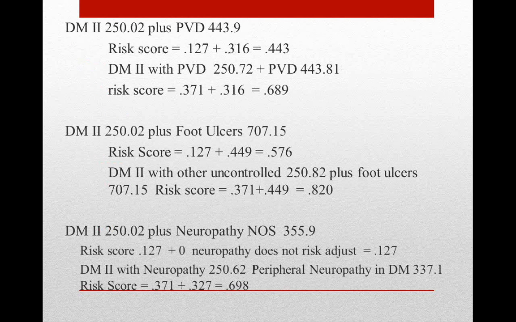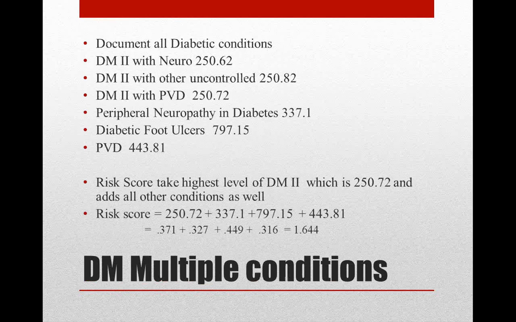Some other examples with peripheral vascular disease, again, by using the more specific diabetes code, you see a general increase of about a 0.2 or 0.3 on that risk score. Again, that's $1,500, $2,000, depending on how you code that. You want to document all of these. Just because you've documented one manifestation doesn't mean you don't document them all, and there's a good reason for that.